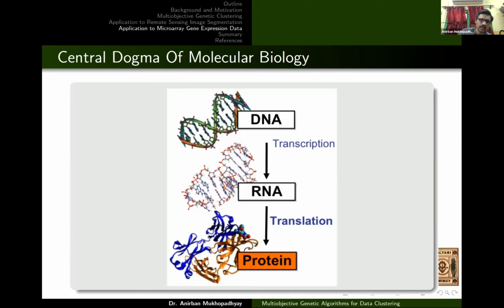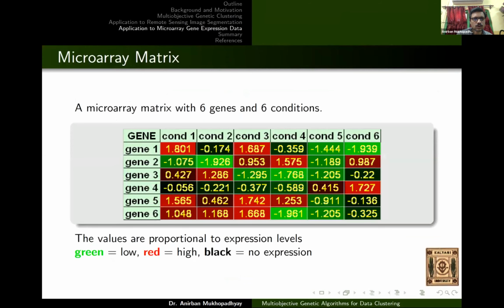So there are some biological experiments. There's a technology called microarray technology, which can measure the expression level of different genes. So a microarray data looks like this. Here, this is basically a matrix where the rows represent the several different genes and the columns represent different experimental conditions or maybe different patients and so on. These values represent the expression value. For example, this value represents the expression value of gene 1 under condition 1. This value represents the expression value of gene 1 under condition 2.